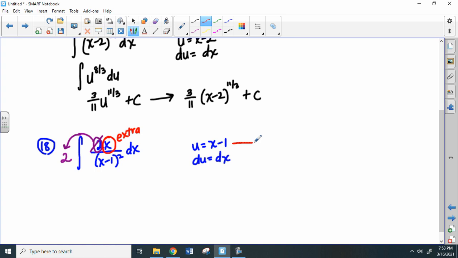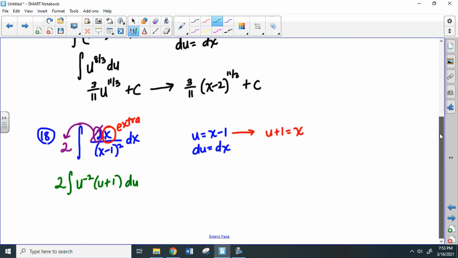All right, so I'm going to use my equation right here, and I'm going to solve for x. So I'm just going to add 1 from the right to the left, and I've solved for x. And so when I come back over here, the 2 is still in front. The x minus 1 on the bottom is my u, and I'm going to bring it up, so it's going to become u to the negative 2. Then the x is my extra, and I just said x is equal to u plus 1. And then the dx, remember, is my du.